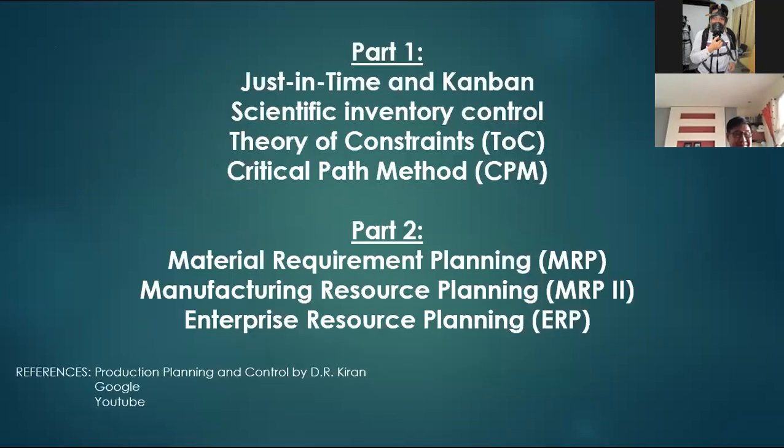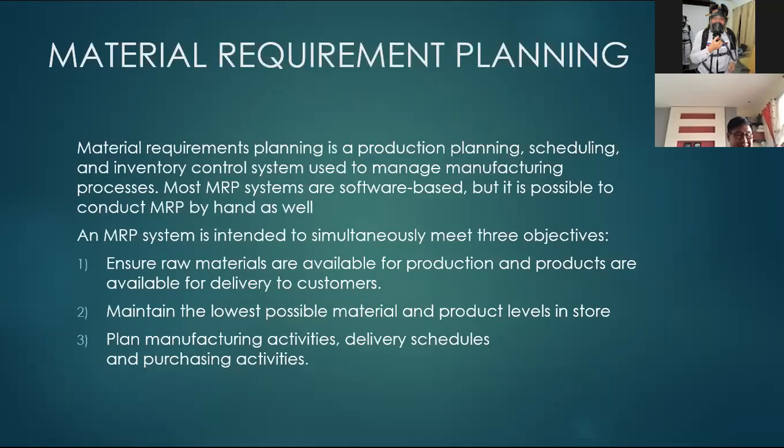So we were already done with part 1. That was about just-in-time and Kanban, scientific inventory control, theory of constraints, and the critical path method. Today, we will be stepping up those methodologies using computer-based systems, and those are MRP, MRP2, and ERP, or the material requirement planning, the manufacturing resource planning, and the enterprise resource planning. Let's go on to the first, the material requirement planning.